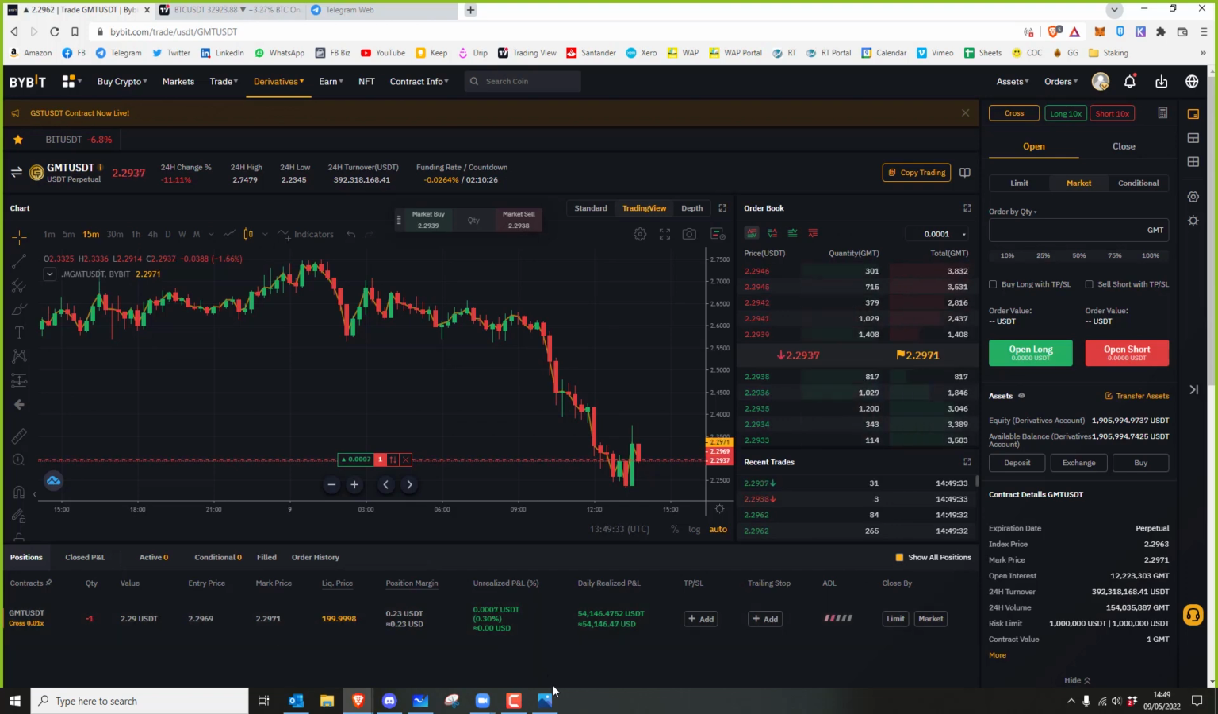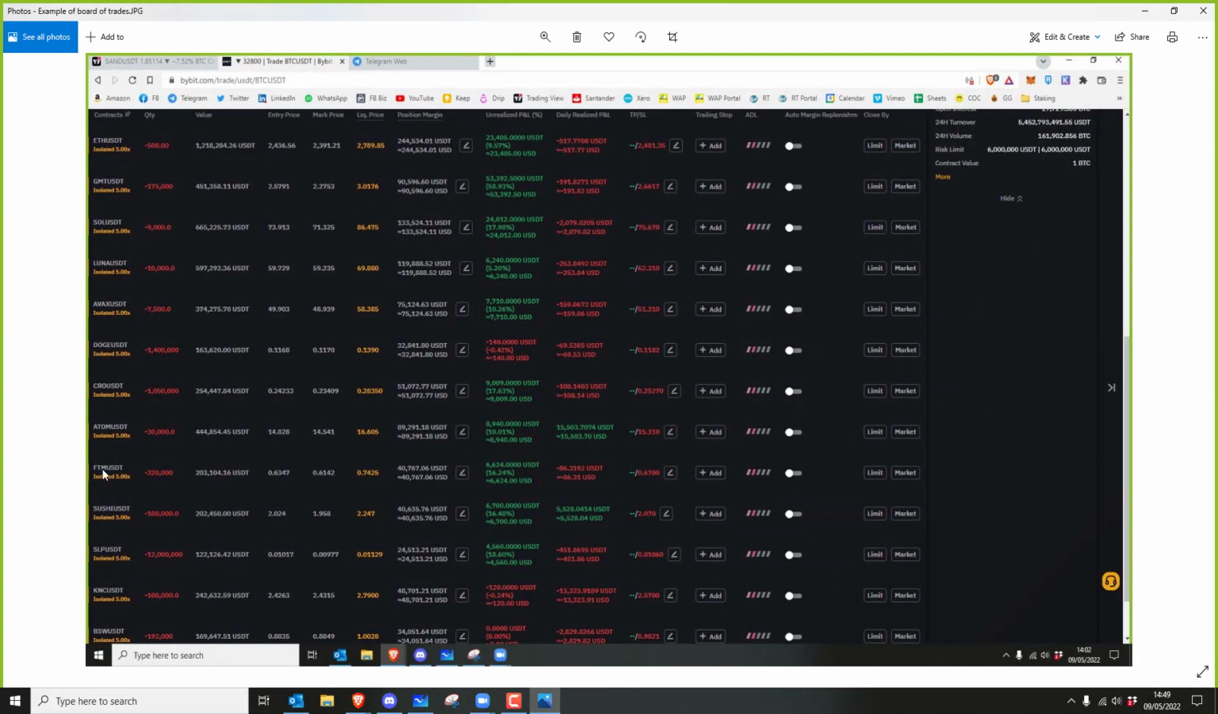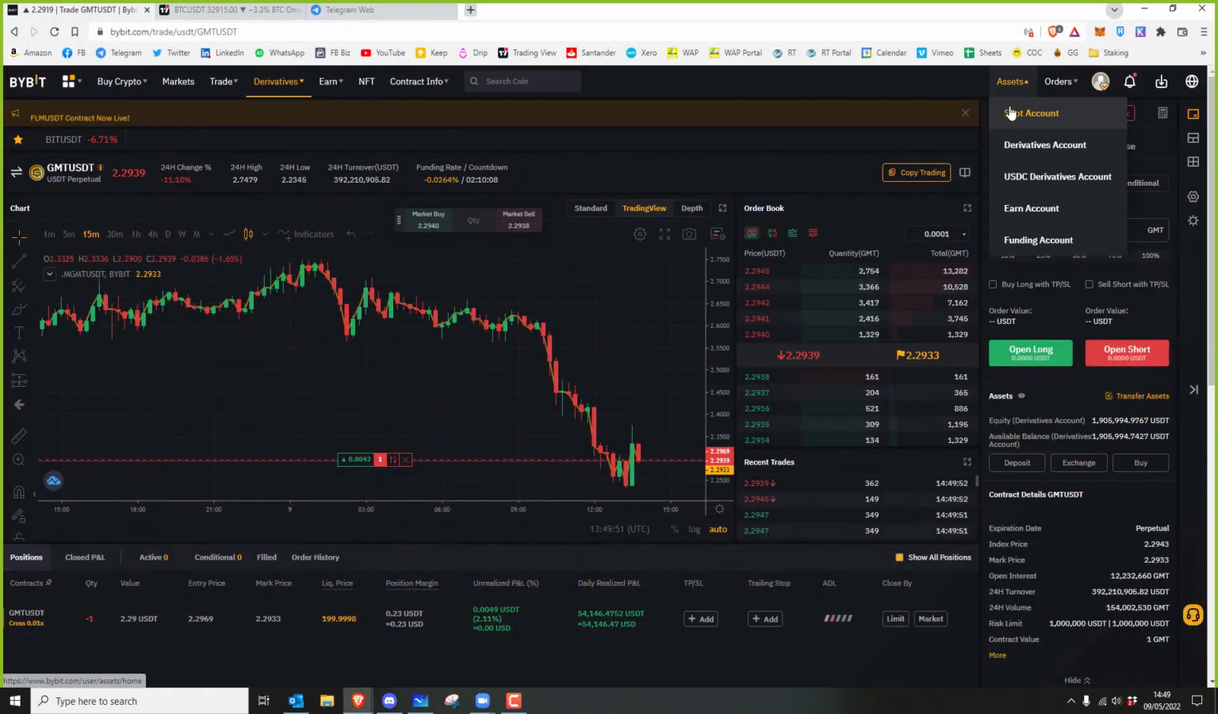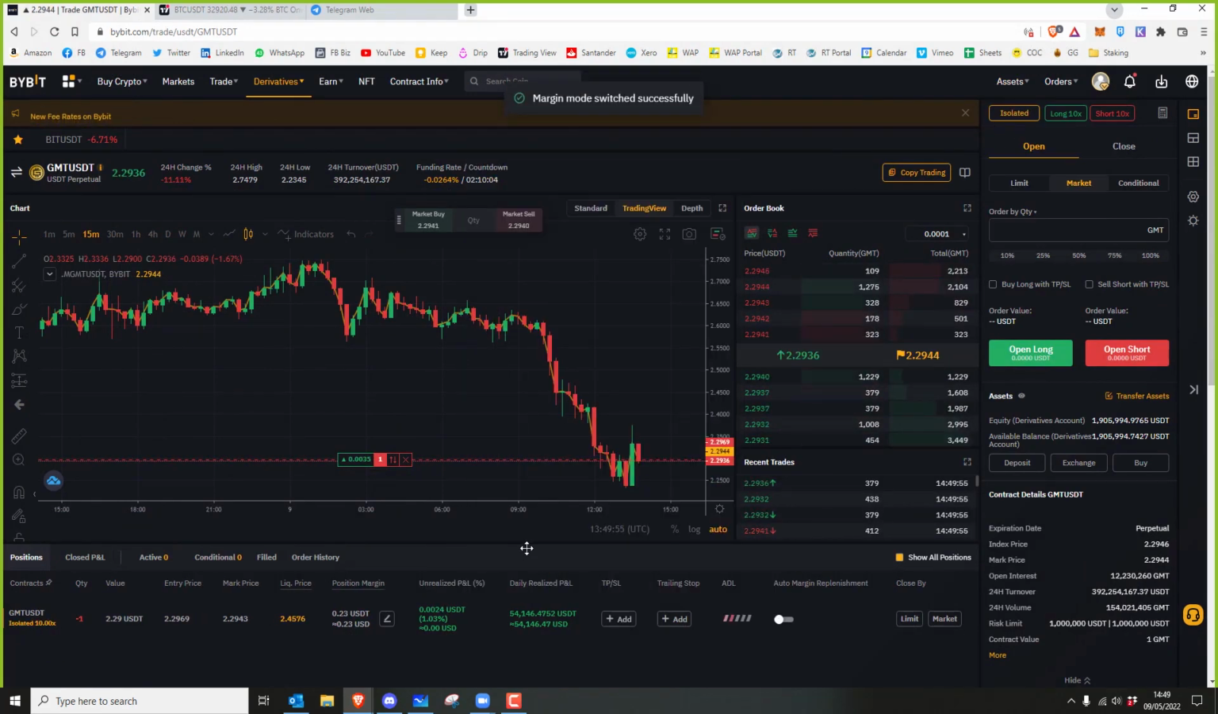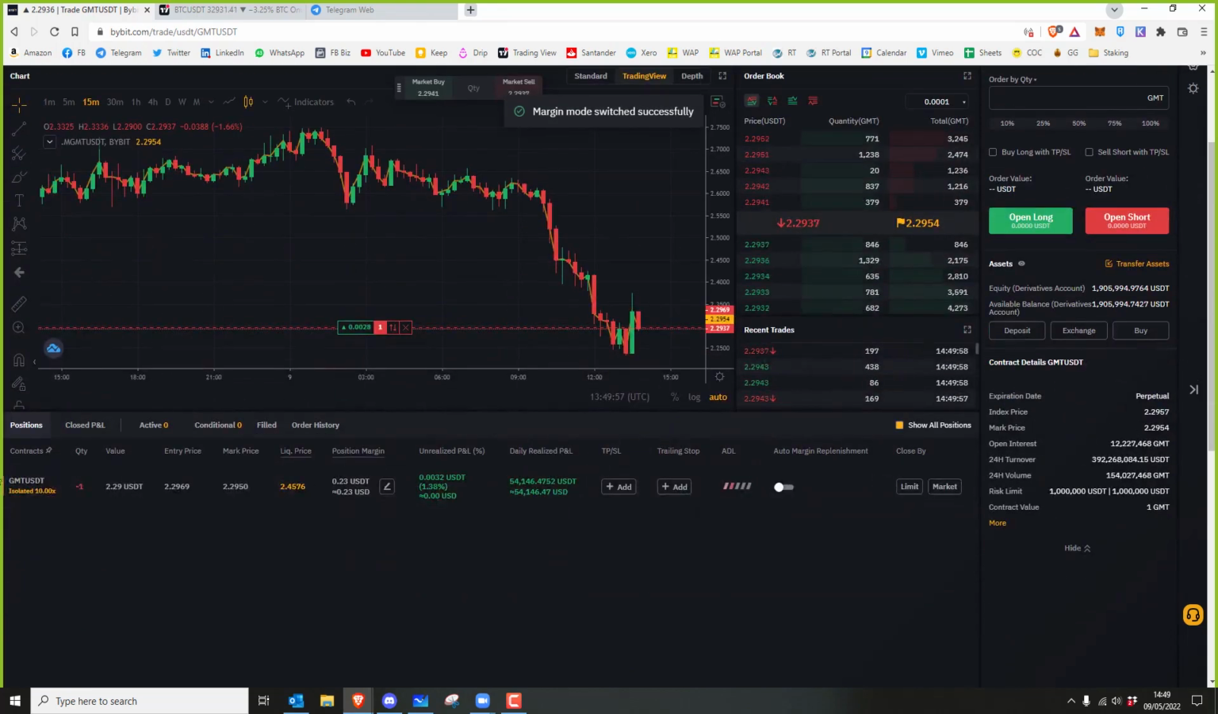And so let's say you had a whole bank of trades like this, and you're on cross margin, and all of a sudden one of the trades goes in the wrong direction in a really bad way. One bad trade could wipe out all the profits of every other good trade, if that makes sense. So always have it on isolated. Just a top tip.